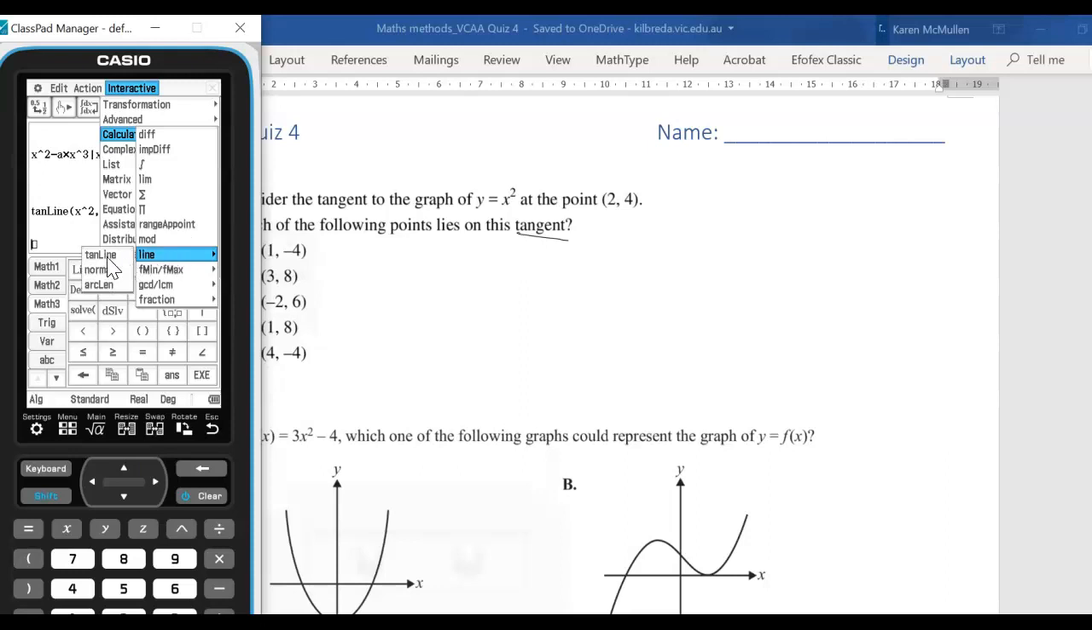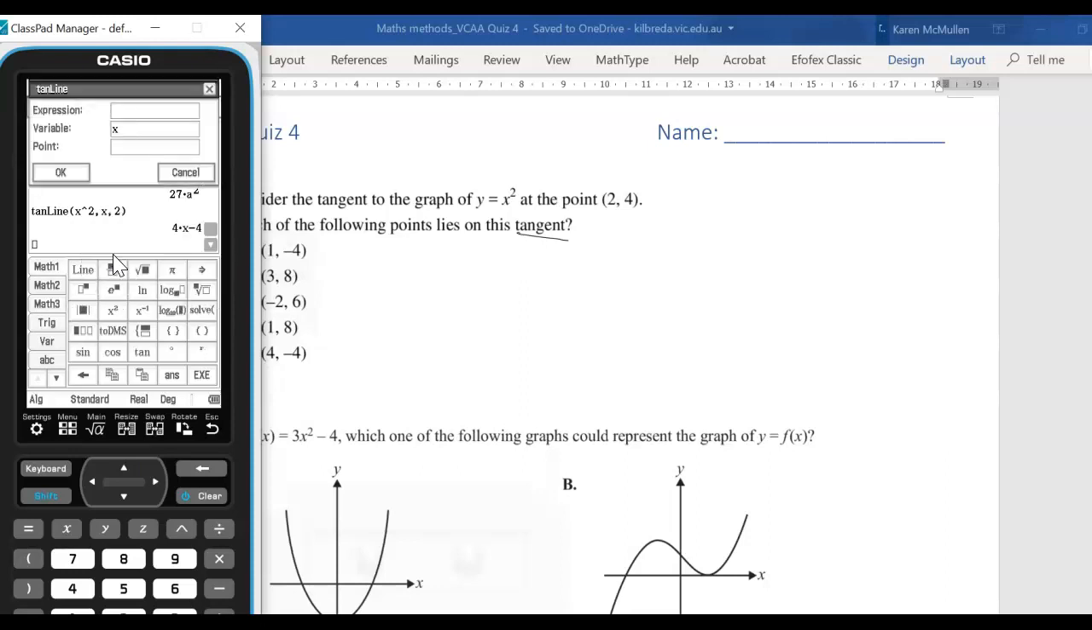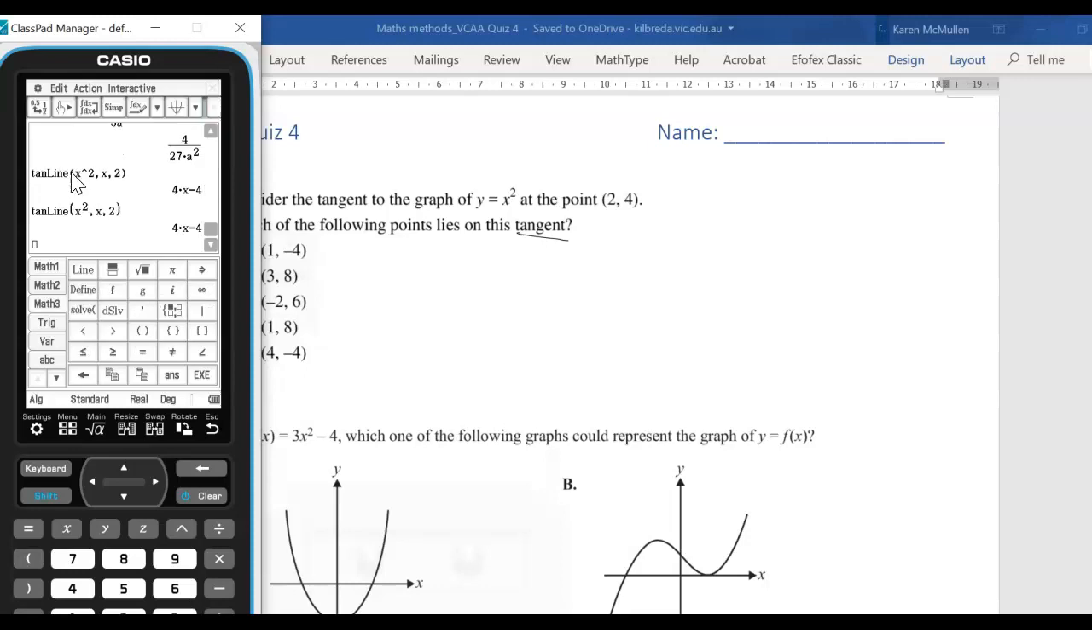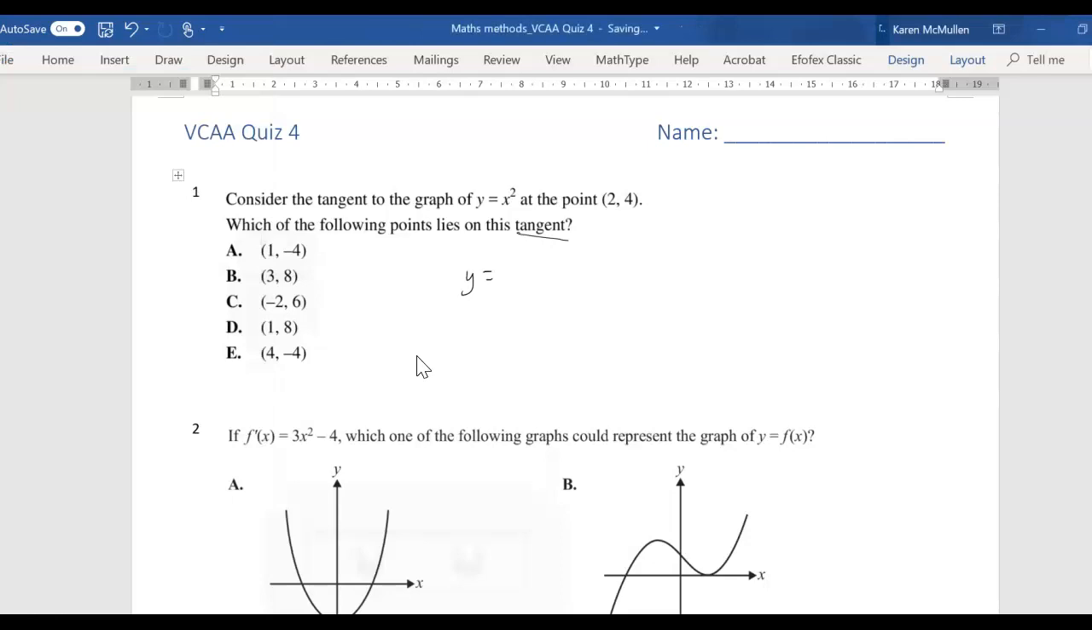We want the tangent line. You can also get the normal there. It does say expression, so don't write y equals. Remember, an expression is without an equal sign. So we just want x squared. The variable is x, and we want it at the point x equals 2. You don't have to put the 4 in because the calculator will do that for you. It's going to substitute 2 in, and there's your tangent equation: y equals 4x minus 4.